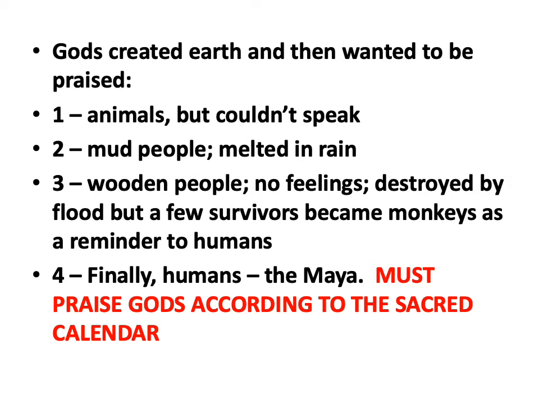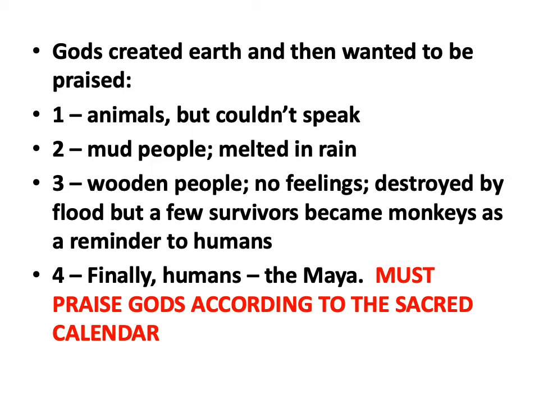So this was a four-step process. First, they created animals, but the animals couldn't speak. They could just squawk or roar or make noises. So the gods banished them off into the countryside and created people in the form of mud. They made them out of mud, but the problem with these people is they melted with the first rain. Then they created wooden people, but they had really no feelings. So while they could speak and they could praise the gods, they didn't really feel that.